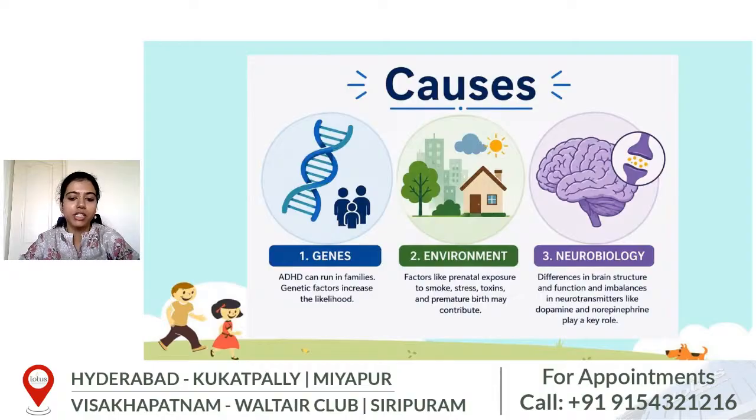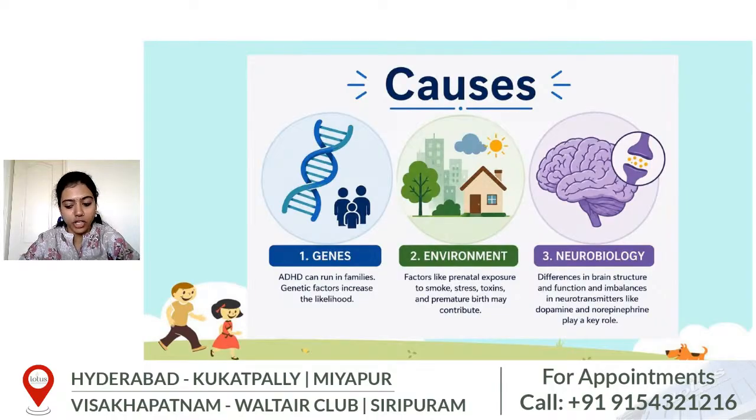Coming to the environmental factors, exposure to substance abuse during pregnancy, such as alcohol or smoking, gestational diabetes during pregnancy, or at the time of delivery, premature birth, low birth weight, or oxygen deprivation. And postnatally, that means after birth, during early childhood, if the child is exposed to toxic elements over a long period of time, or if there is any significant trauma or injury to the brain. So these are the environmental risk factors for the condition.